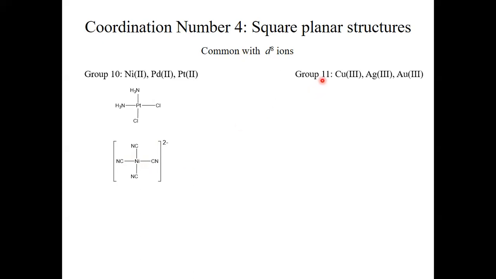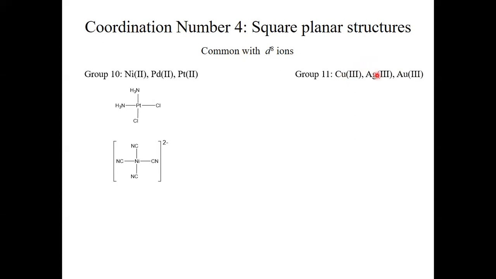So then you can also have group 11 d8 ions. The group 11 metals have 1 electron more than the group 10 metals. Therefore, you must remove 1 electron more in order to produce a d8 ion. So the copper must be in the oxidation state +3, the silver must be in the oxidation state +3, and the gold must also be in the oxidation state +3.